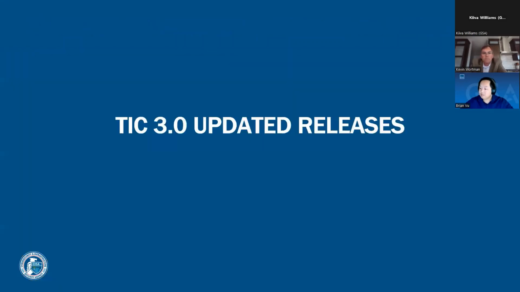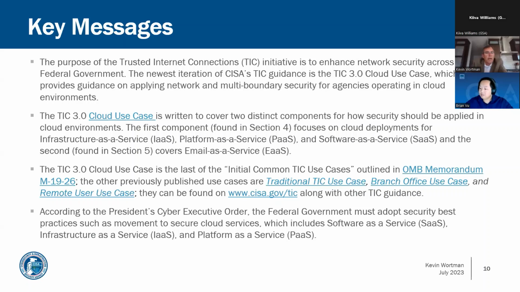Next slide, please. So now we'll talk about the updated releases. Again, like I mentioned, we released the final draft of the TIC Cloud Use Case in April of 2023. It originally started that we were going to release a cloud use case and then an email use case. We decided to merge those together, so there are actually two distinct components in the cloud use case. The first component covers IaaS, PaaS, and SaaS deployments, and the second component addresses email as a service. Again, just to reiterate, this is the final use case that you will see from the TIC program. Any future TIC related activities will be incorporated into future CISA programs and projects.